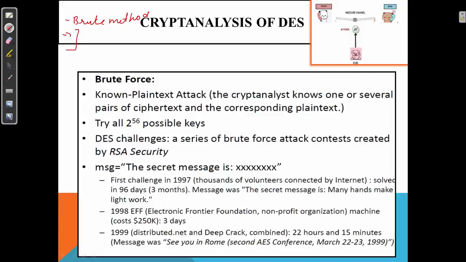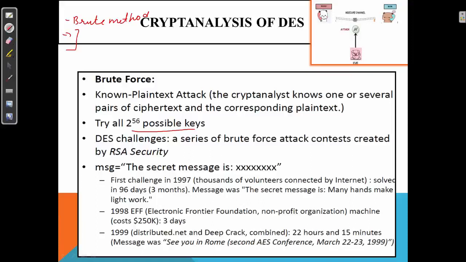So generally, we know the plaintext, we know everything, and only the key is secret. So it tries 2 raised to the power 56 possible keys. So what is the challenge? A series of brute force attack contests was created by RSA Security. The secret message is this.